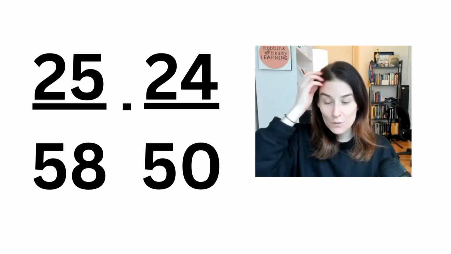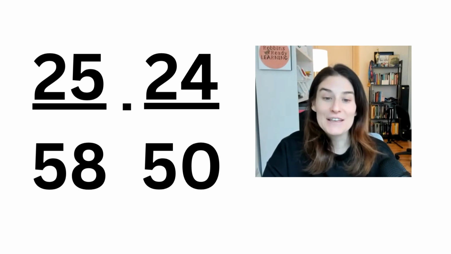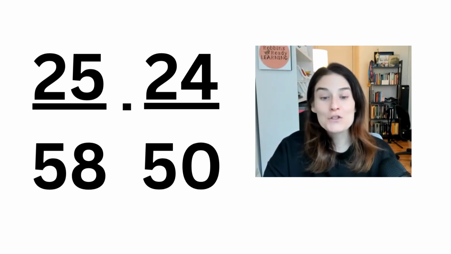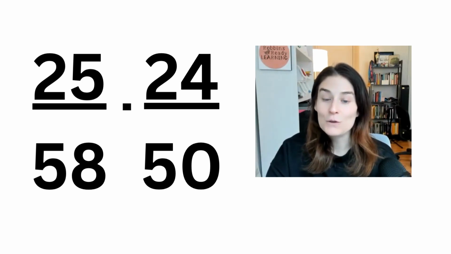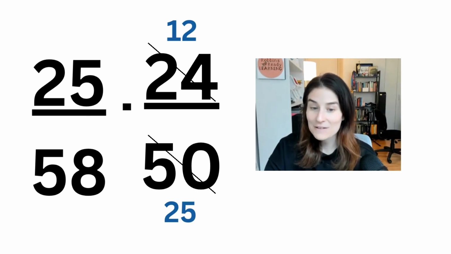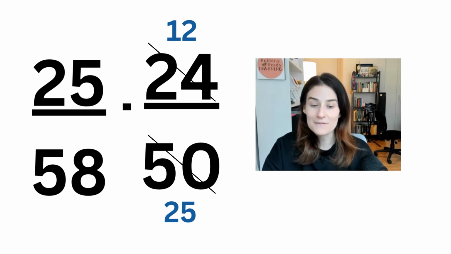So first we look within fractions. There are not any common factors in 25 over 58, but there is a common factor in 24 over 50. So we can start by dividing both the numerator and the denominator by 2. 24 divided by 2 is 12, and 50 divided by 2 is 25. So therefore, 24 over 50 can be rewritten as 12 over 25.